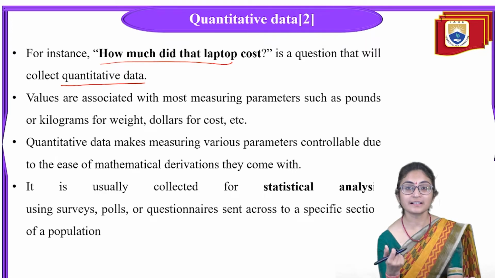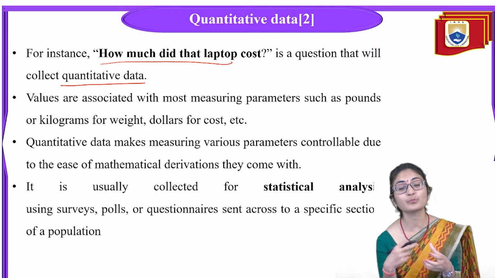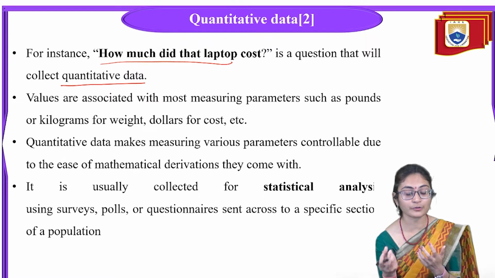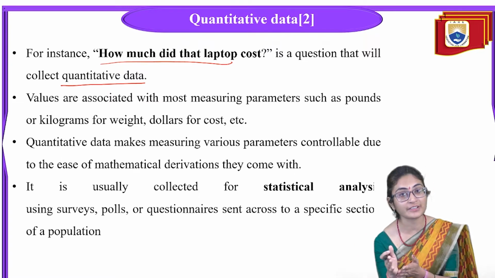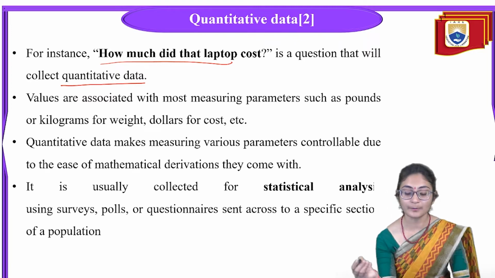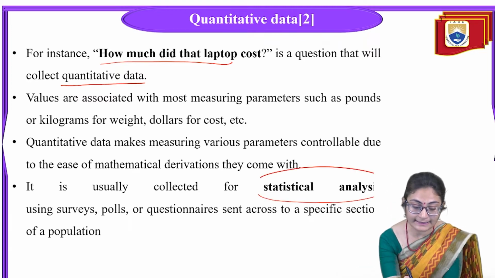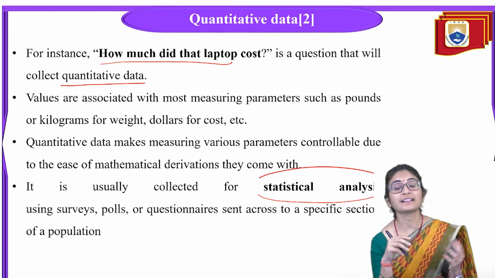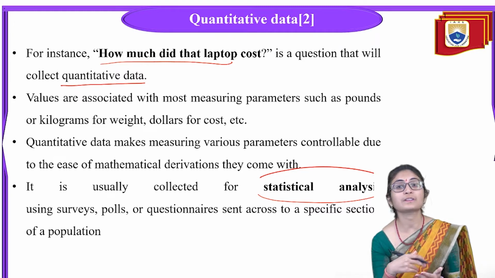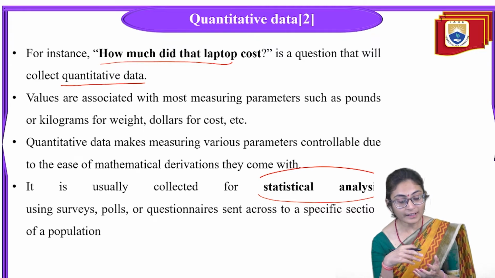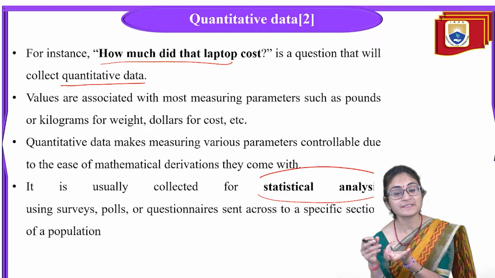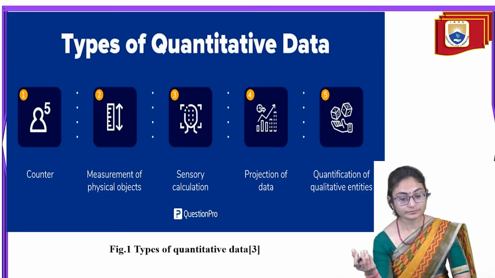Values are generally associated with some measuring parameters which are controllable using some mathematical derivations. And this data is generally collected for statistical analysis, and we collect the data by using some surveys, some polls, or some questionnaires, which are specially dependent on our specific section of the population.